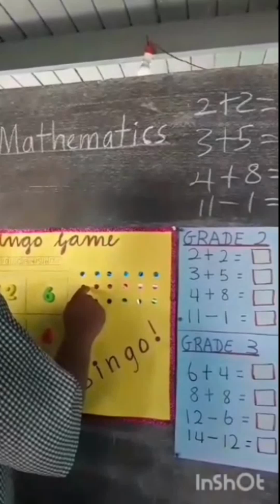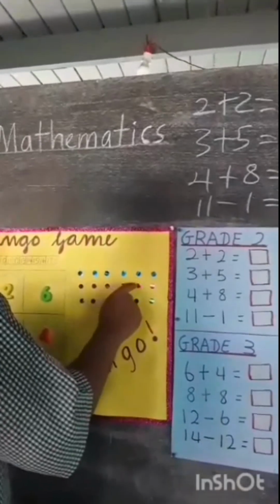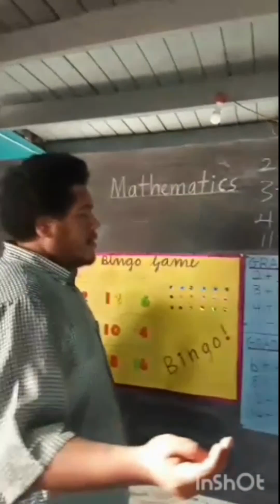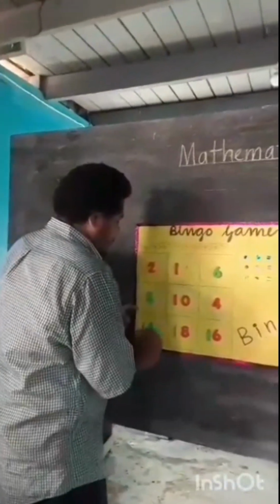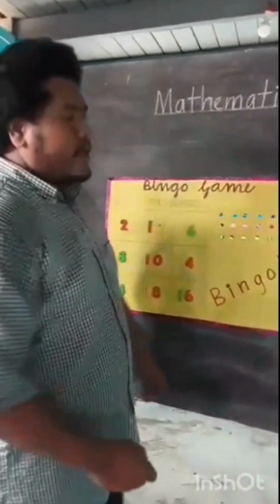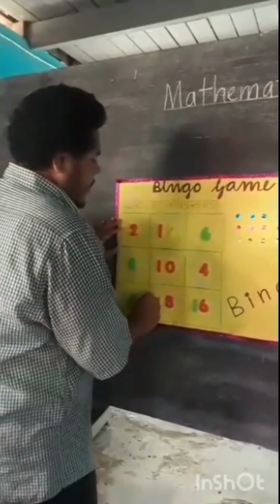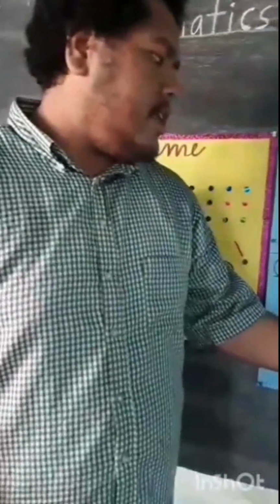Right? So we have one group. 1, 2, 3, 4, 5, 6, 7. That's 2 groups. The 2 sevens will give me 14. Right? 2 sevens will give me 14. Right? 9 times 2 will give me 18. Right? Good. So next we have the division.